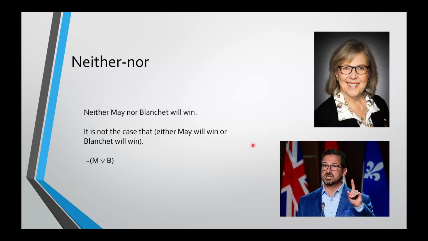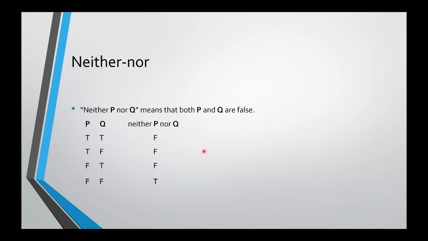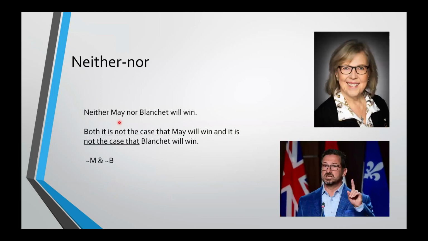The second way of doing it is this. You look at this and notice that this is true only when both of these are false. So the other thing that you can do is write a sentence that says P is false and Q is false. For neither May nor Blanchet will win, you just have not M, May won't win, and not B, Blanchet won't win. That's equivalent to the first symbolization that we have, and they're both equally good ways of symbolizing neither.